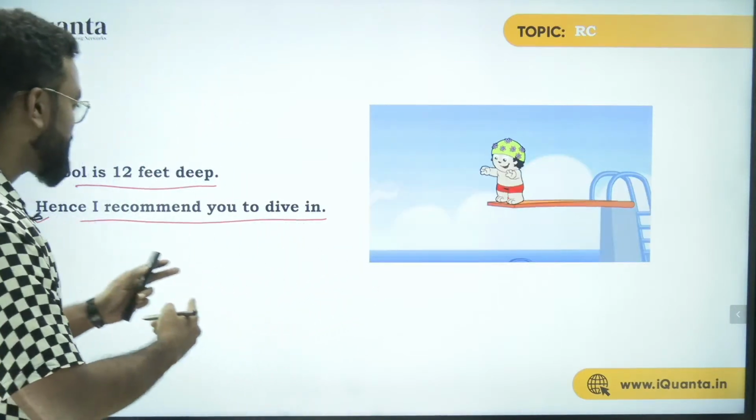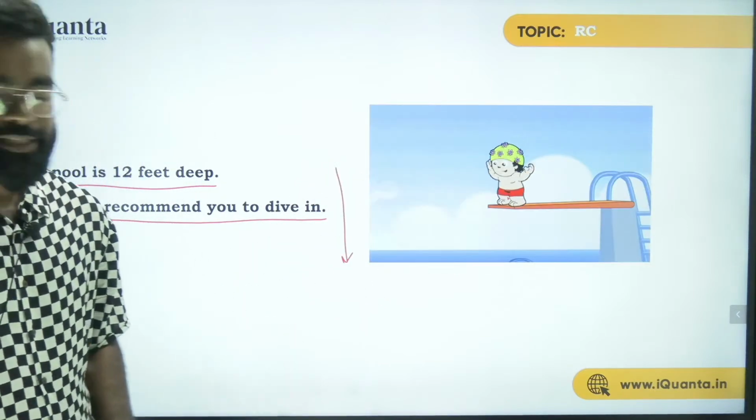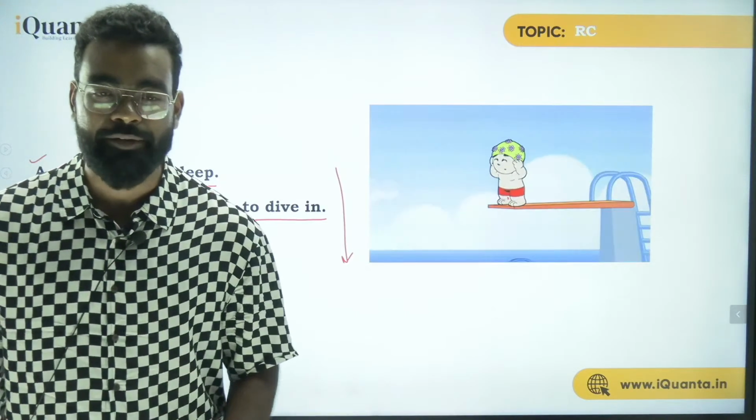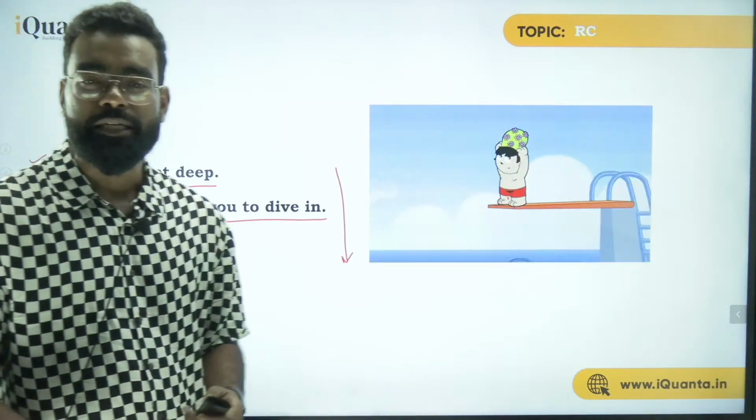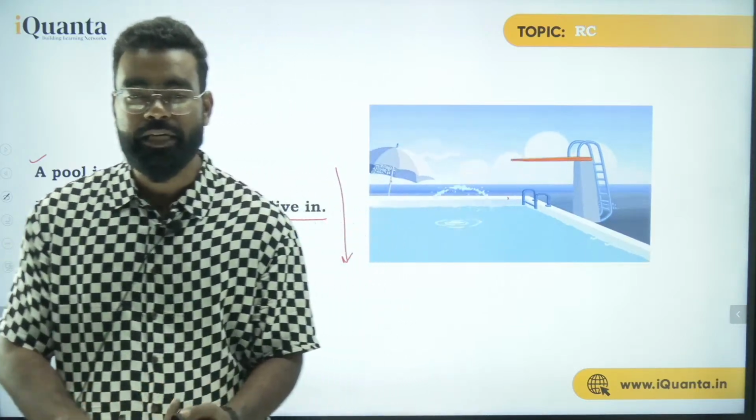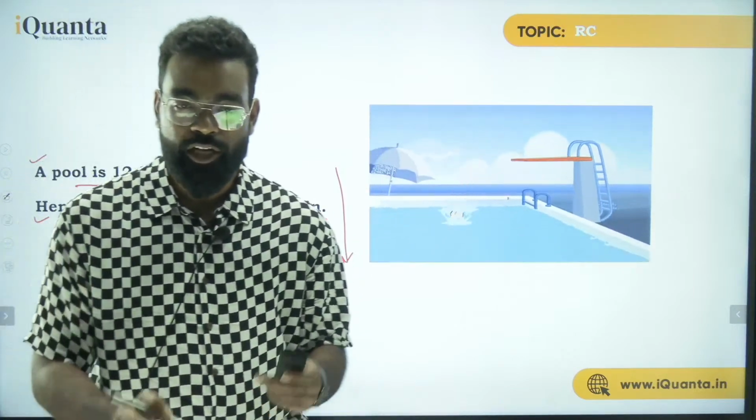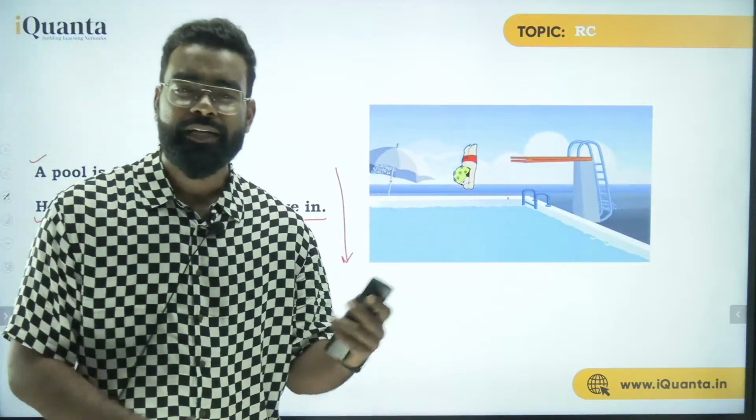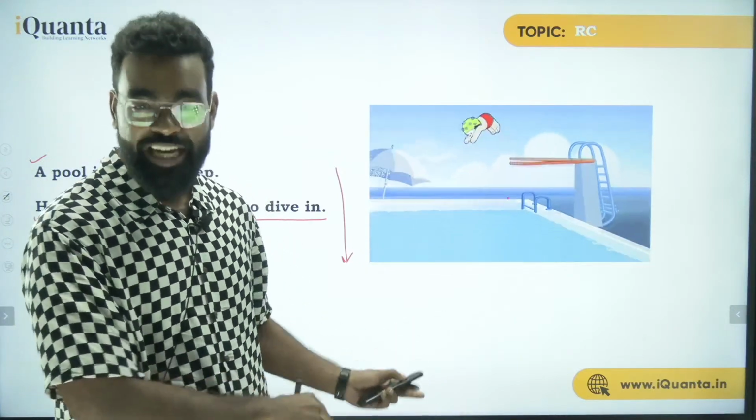We need to understand how to derive the concepts behind this argument. That is our first thing: the pool is 12 feet deep, hence I recommend you to dive in. Next, we need to understand what is premise and what is conclusion. An argument generally has two sections: one is premise, one is conclusion. We will go step by step, so please stay with me. I'll make you understand what premise is, what conclusion is, and how assumption works in these statements also.